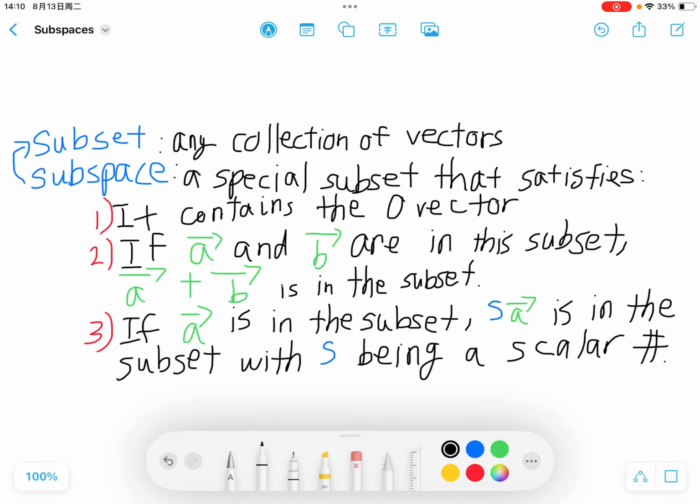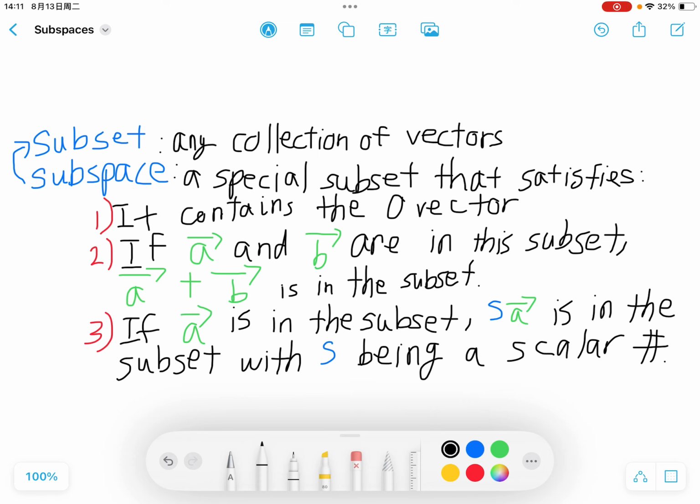Let's talk about subsets and subspaces. A subset is basically a set with vectors in it, or any collection of vectors, much like a set is any collection of items or numbers. That's what we mainly use in math for sets, and subsets are any collection of vectors. And subspaces are subsets. So every single subspace in the world is a subset.